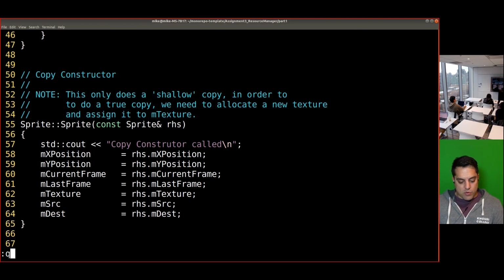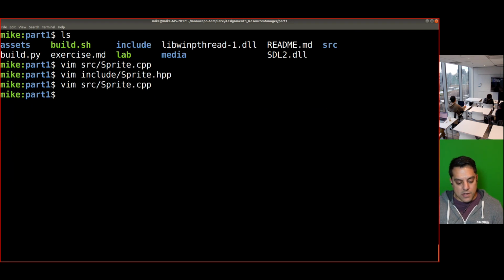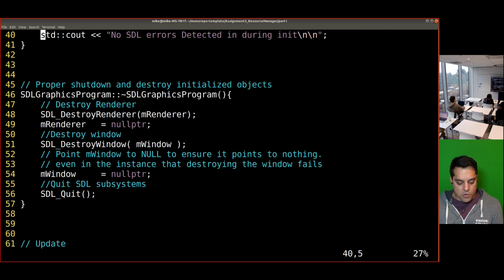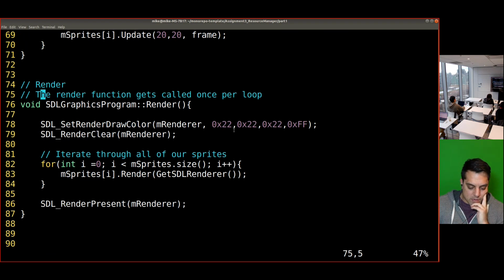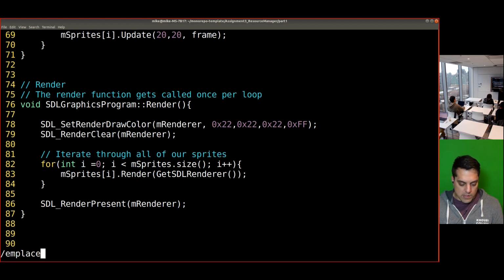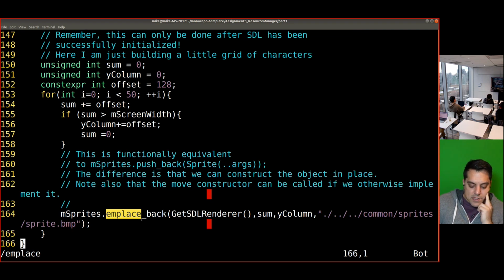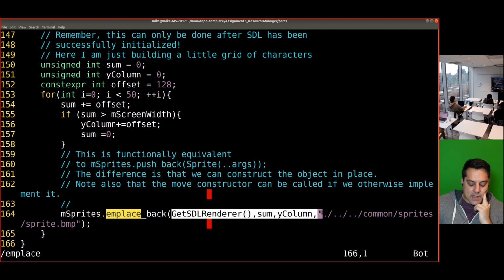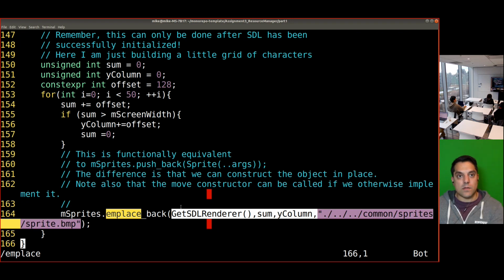One way to simplify this problem, on occasion when the vector, there's a couple ways to solve this. Let me open up the SDL graphics program, or where I would start kind of looking to solve this problem. Emplace back is trying to basically construct the object in place to avoid the copy constructor from being called. That's the sort of purpose of it, to move construct it and avoid a copy.